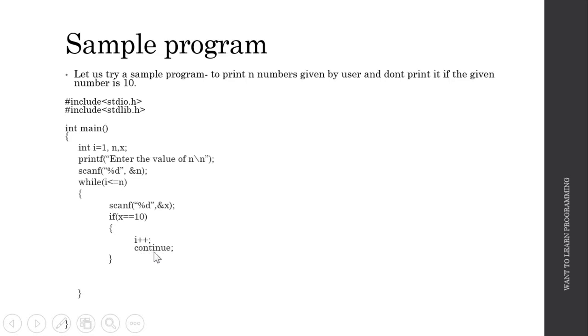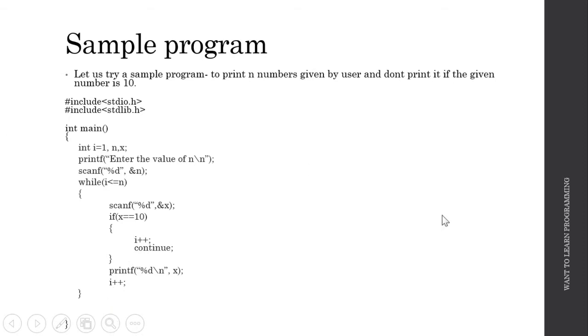When the continue statement is encountered, it will skip all the other statements that come in this iteration, that is, the print and increment commands will be skipped, and the continue will take it to the while condition. So if x is not equal to 10, then we print the number onto the console and then increment the value of i. We increment here because those two statements are skipped. So we use continue inside the if statement and write the printf statement and i++ outside the if.